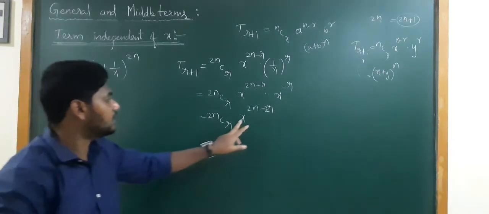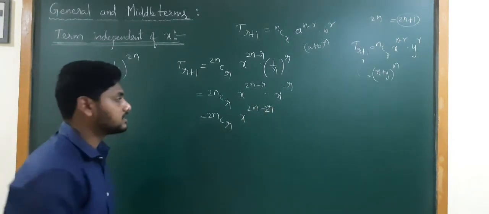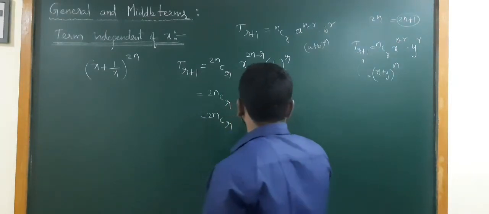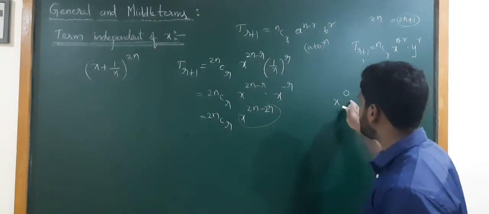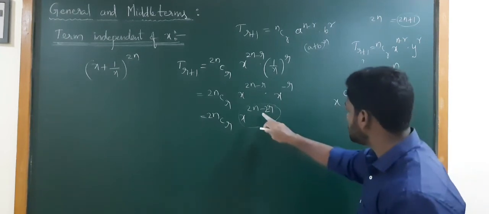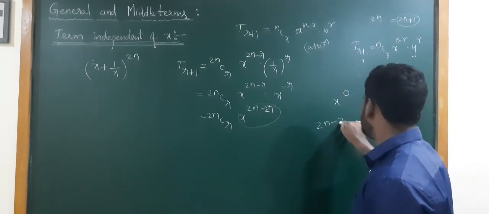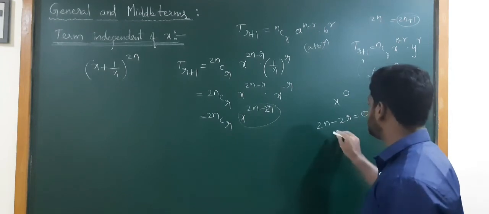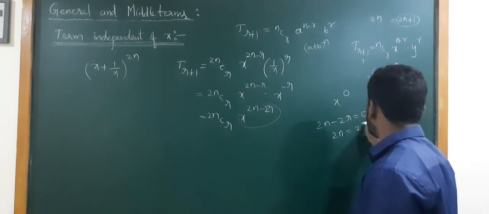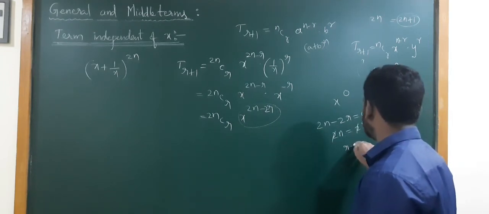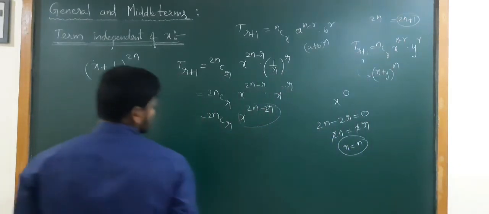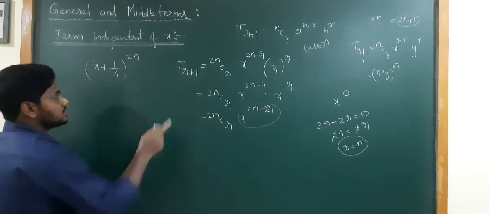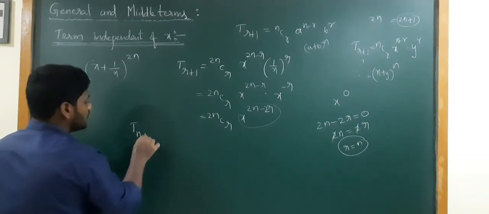As they asked to find the term independent of x, term independent of x means the x term should not be there, which means x to the power of 0 it should be. So what do we need to do? We need to equate 2n minus 2r to 0. Then we get 2n equal to 2r, then r equal to n. What was the value of r we got? The r value is n.